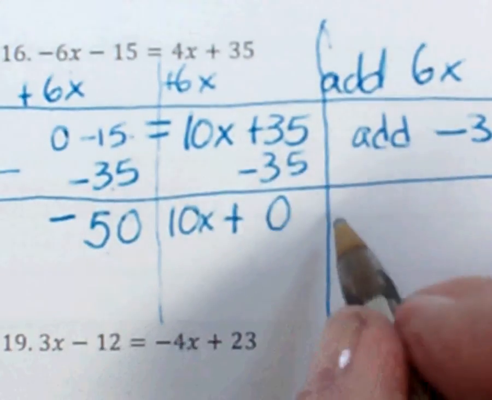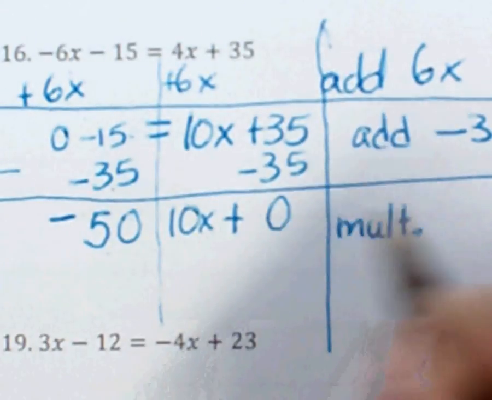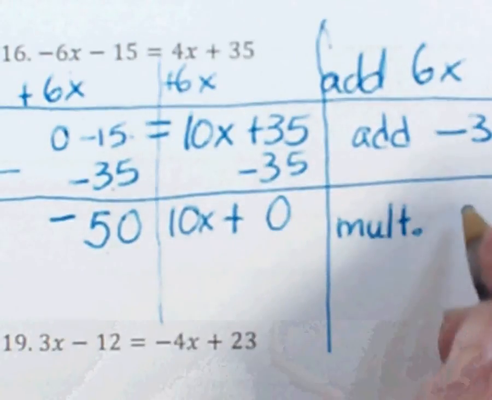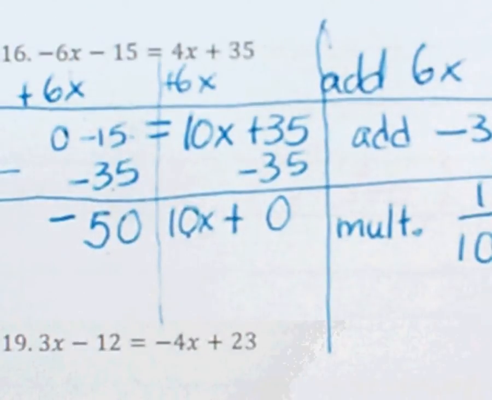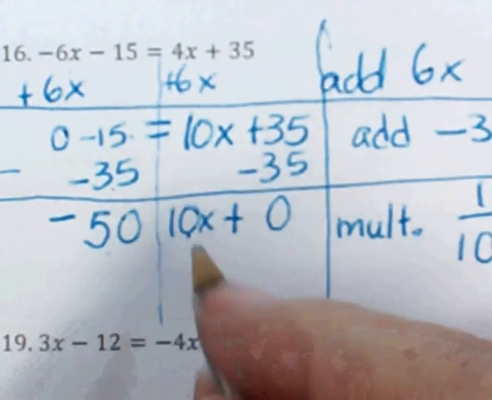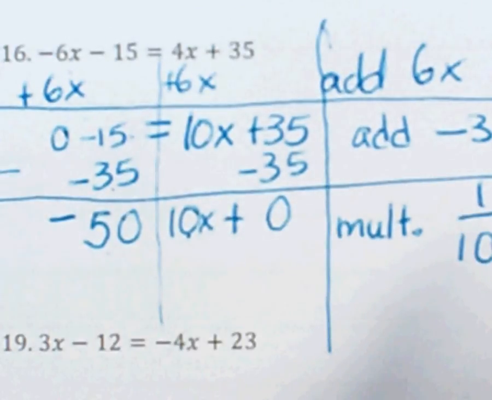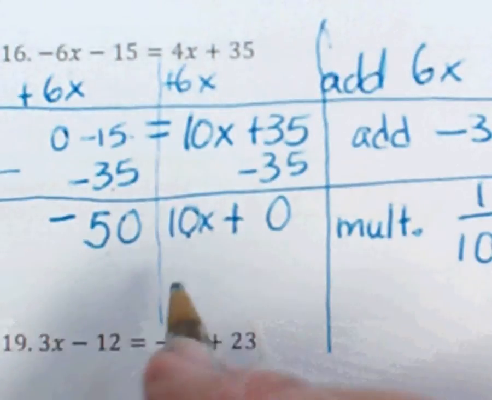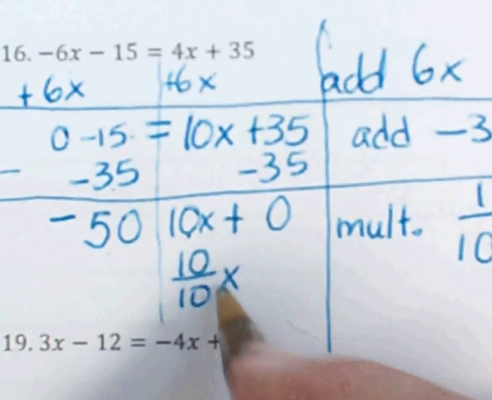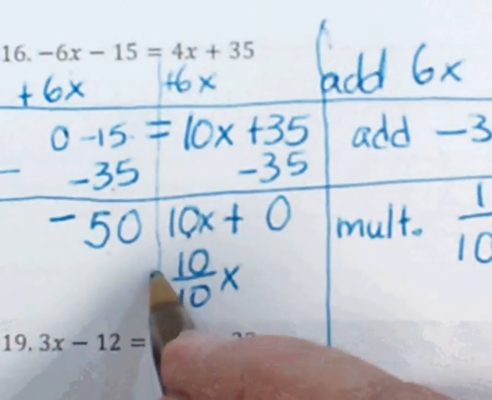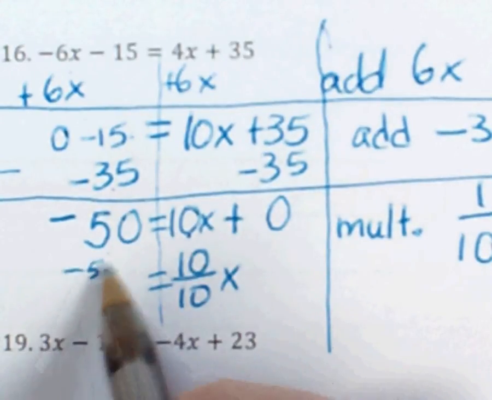Let's show the math. So we're going to multiply times the inverse of 10, the multiplicative inverse of 10, which is 1/10. And that ends up to be 10 over 10x. Oh, I forgot my equal sign right here. Okay, equals negative 50 over 10.